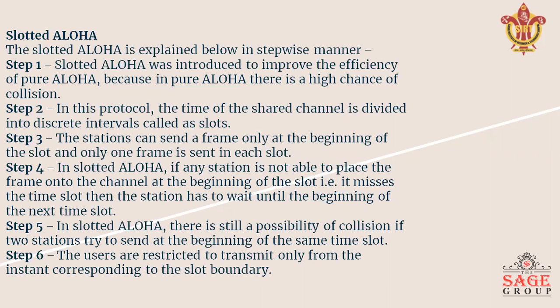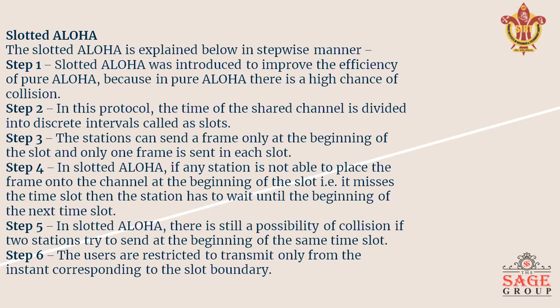In this protocol, the time of the shared channel is divided into discrete intervals called slots. And in step 3, the station can send a frame only at the beginning of the slot, and only one frame is sent in each slot. And now step 4 in slotted Aloha. If any station is not able to place the frame onto the channel at the beginning of the slot, that is, it misses the time slot, then the station has to wait until the beginning of the next time slot.